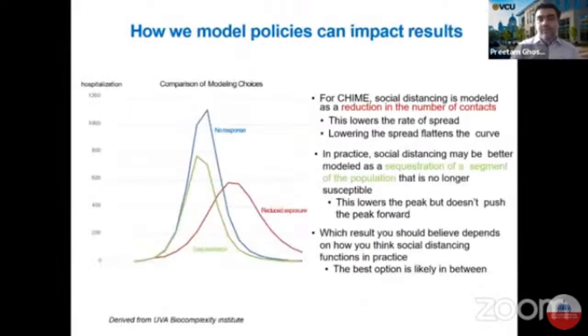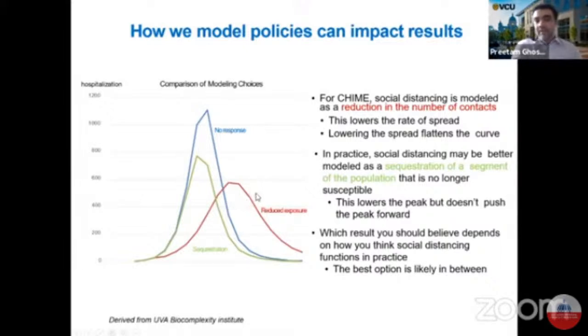For example, we'll talk about social distancing right here. So how do you bring social distancing in a model? Now, the CHIME model, UPenn's CHIME, just uses social distancing as saying reduce the number of contacts. So basically reduce the R naught value, if you think about it. So if you do that, you are going to see the red curve right here. It really pushes the curve to the future a little bit and reduces the amplitude of the curve as well.